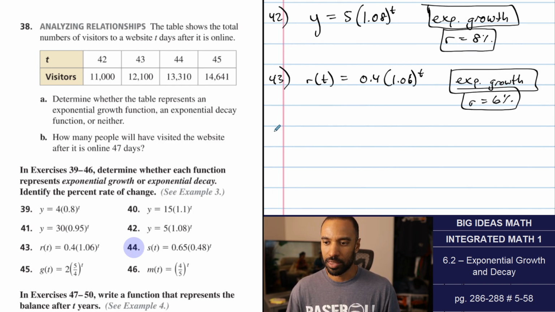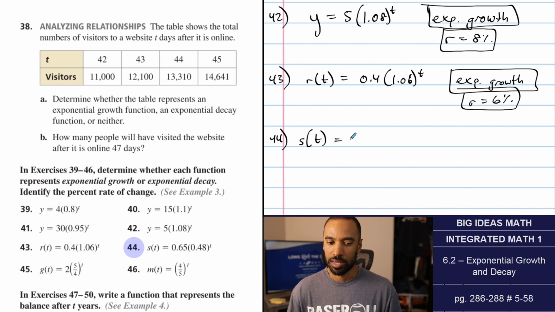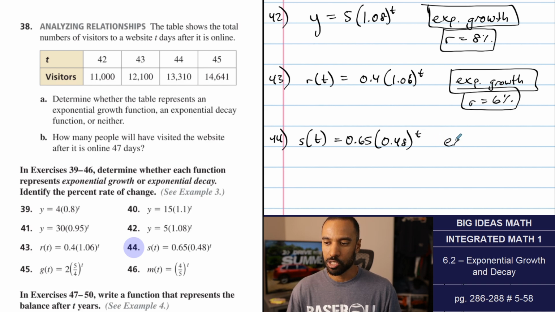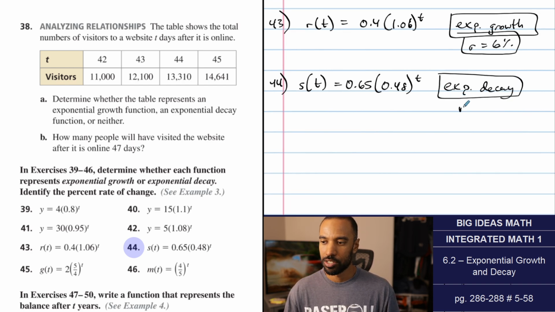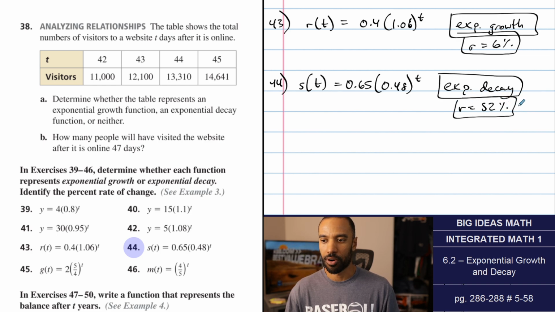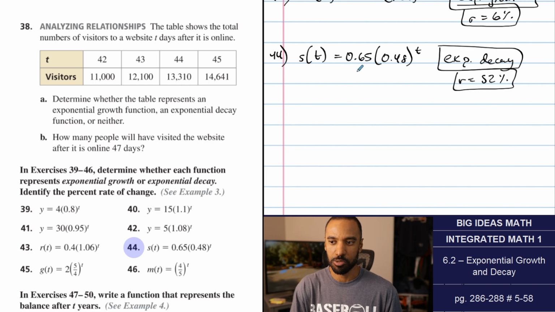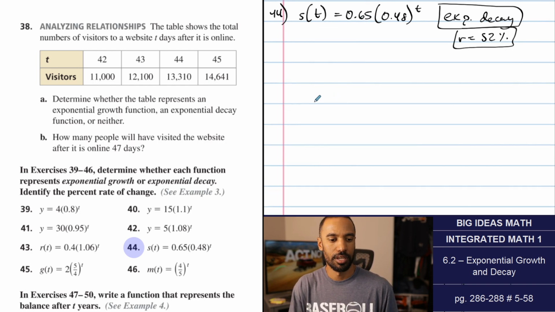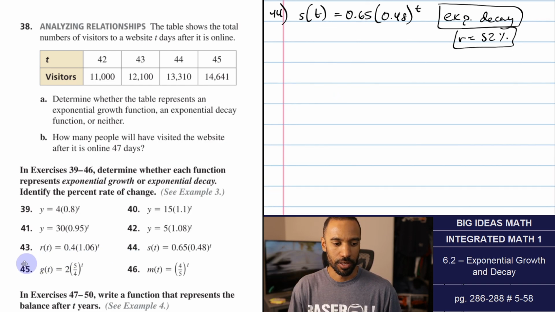Now 44, again, despite the fact that we have function notation, or despite the fact that A is a number less than 1, that doesn't matter. But R seems to be subtracted this time because the thing we're multiplying by is less than 1. That'll make this exponential decay. How much exponential decay, you ask? Well, we can do 1 minus 0.48 to figure that one out, and that would be 0.52. 0.52 is also 52%. So this is 52% decay. We're losing more than half of your amount, and you already have a small amount to begin with. Oh my goodness. Good thing this isn't a real-life application.